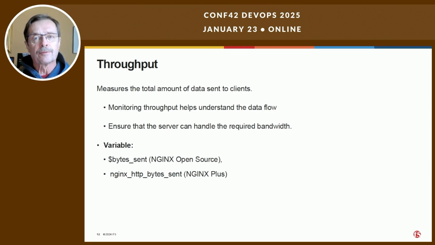Keep in mind that throughput is also one of your limiting factors. Your limiting factors are going to determine the ultimate point of contact to which you are. Bytes sent for NGINX Open Source and Plus will give you that information so that you can best understand what's going on on a throughput basis.